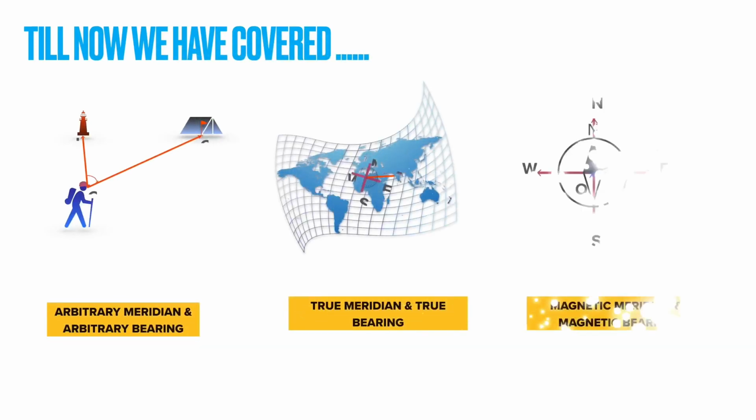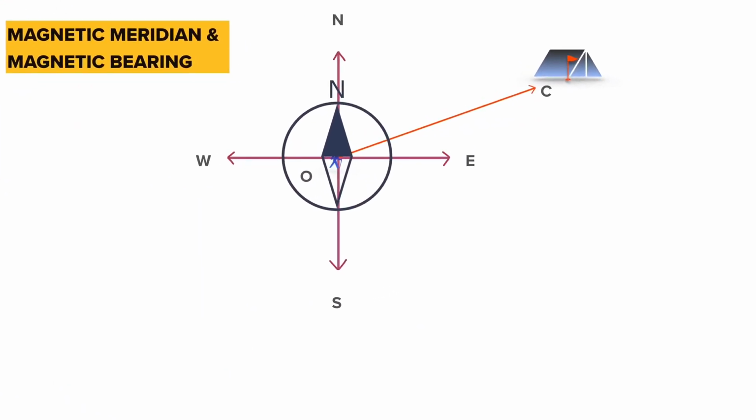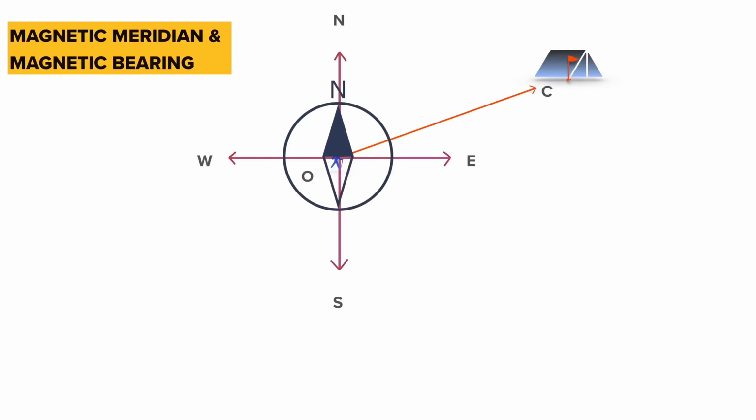Till now, we have covered what is arbitrary meridian and arbitrary bearing, true meridian and true bearing, and magnetic meridian and magnetic bearing. While arbitrary meridian depends upon the convenience of the observer, establishing true meridian needs celestial observation. But the magnetic meridian only needs a simple magnetic compass to establish it.